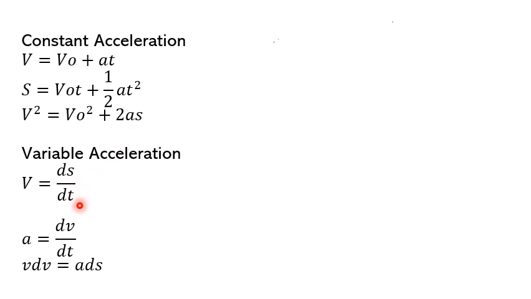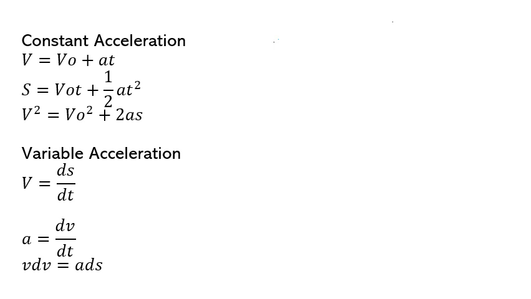In variable acceleration, the instantaneous velocity is equal to ds over dt, or the derivative of the position equation with respect to time, and instantaneous acceleration is equal to dv over dt, or the derivative of the velocity equation with respect to time. And the last one, v dv is equal to a ds, or acceleration times ds. This equation is derivable from the first two equations.